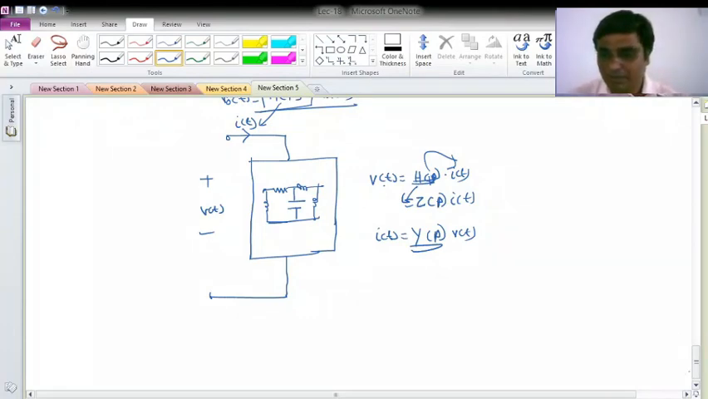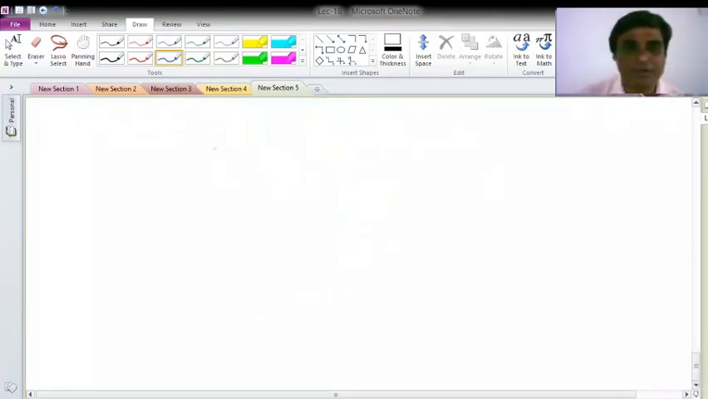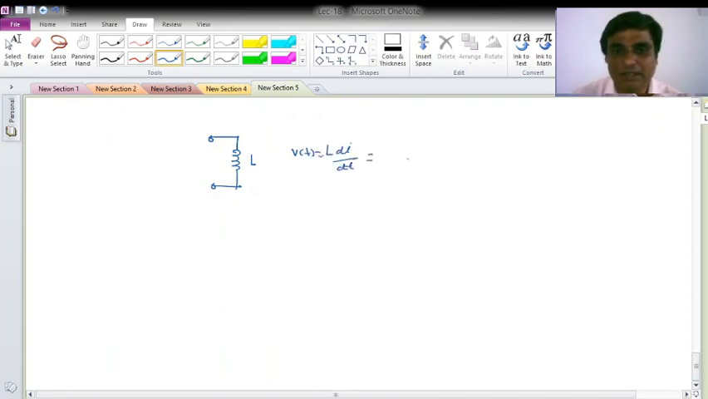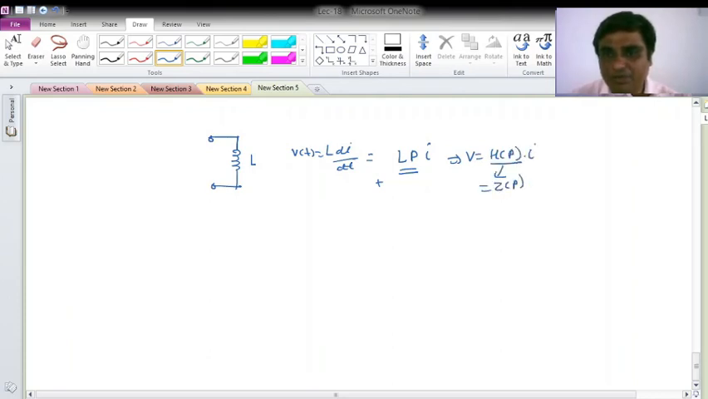For example, let us define it for an inductor. If this is my inductor L, then V of t is L di/dt. So I can write this as L p I. So V is equal to H of p into I, and this is your impedance operator. If I would like to write for I, it will be 1 by L times the integral of V of tau d tau, which is 1 over L into 1 over p into V. So this is my admittance operator.